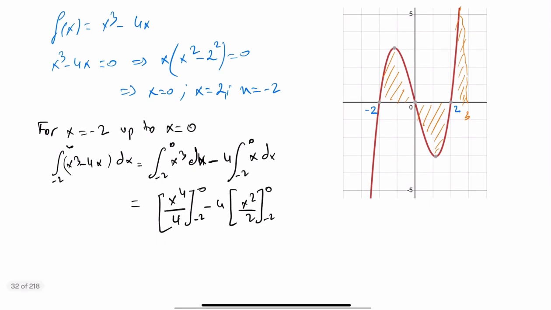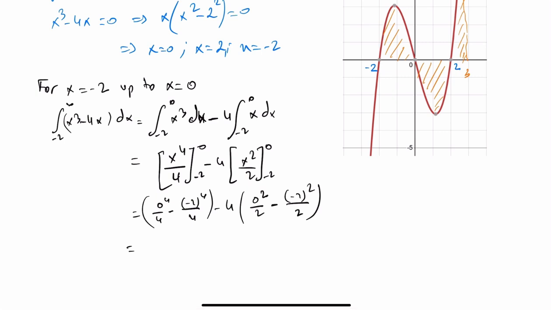So this is giving us 0 to the power of 4 minus minus 2 to the power of 4, over 4, minus 4 times 0 squared divided by 2 minus minus 2 squared divided by 2, and this is equal to what? 16 over 4 minus, because we have a minus here, minus 4 times, this is minus 4 over 2, which is minus 4. Minus with minus, plus 8, which is 4.